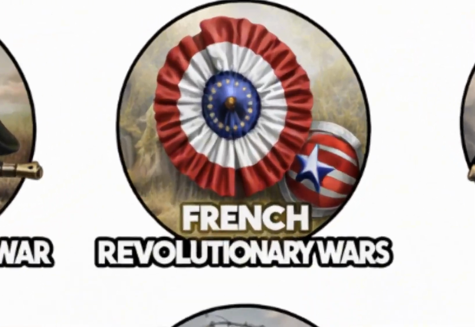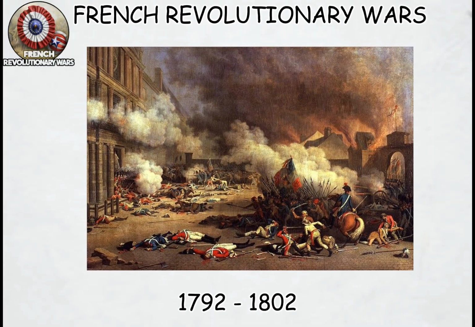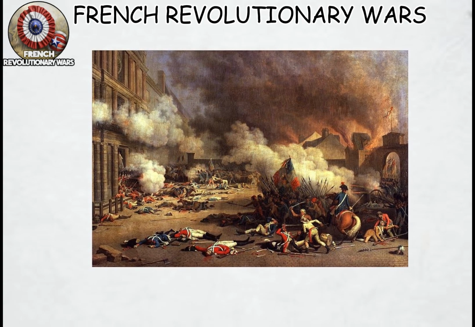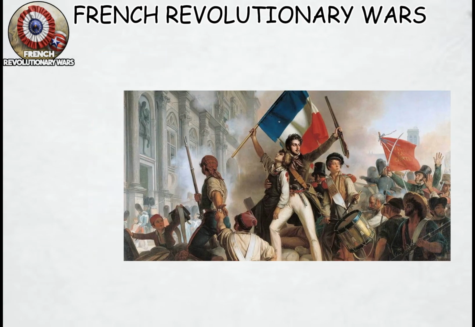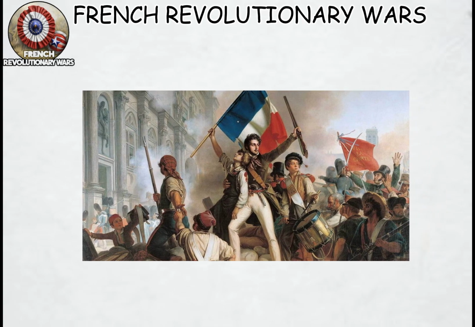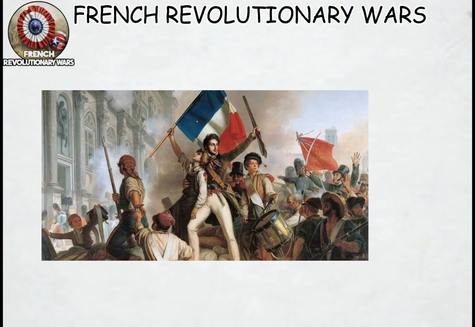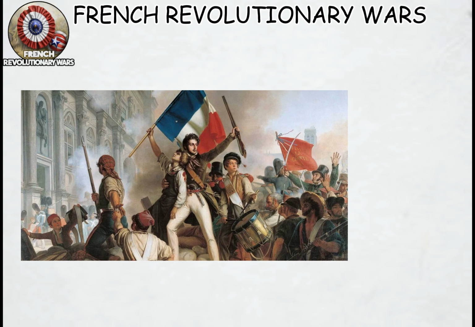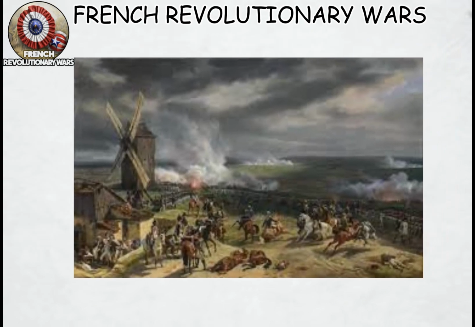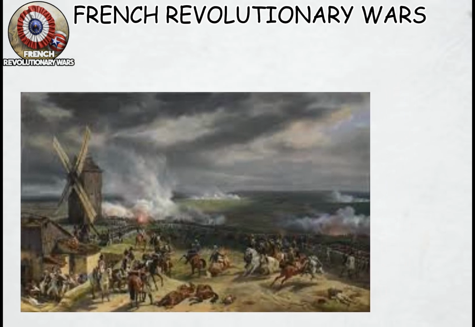French Revolutionary Wars. The French Revolutionary Wars took place from 1792 to 1802 after the French monarchy was overthrown during the French Revolution. Many European monarchies feared that revolutionary ideas like liberty and equality would spread to their own countries. Several nations formed alliances and attacked France in an attempt to restore the monarchy. Instead, France mobilized massive citizen armies and won many battles, spreading revolutionary ideas across Europe.